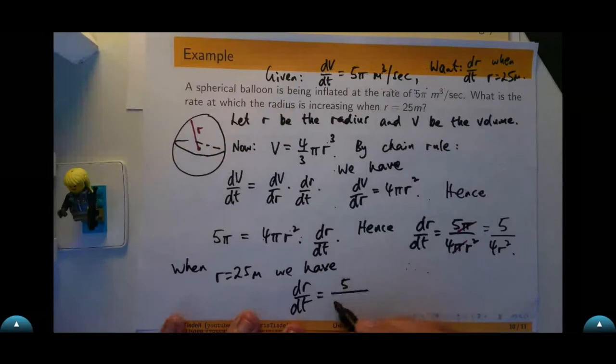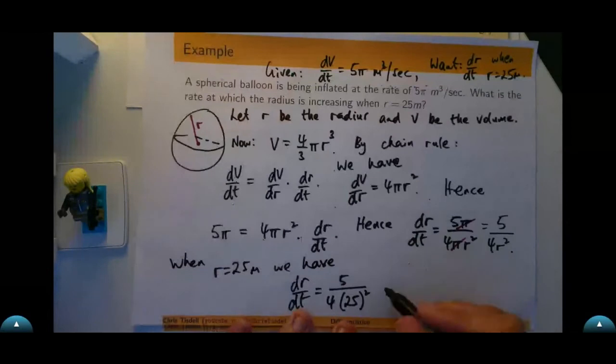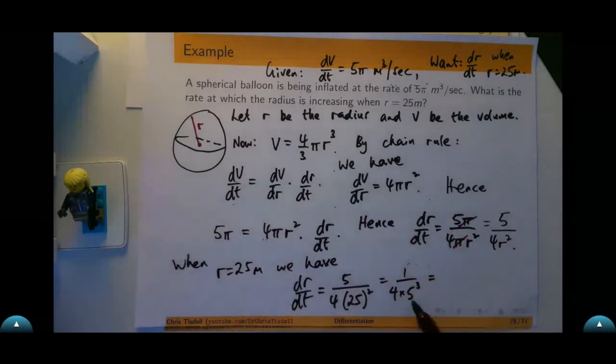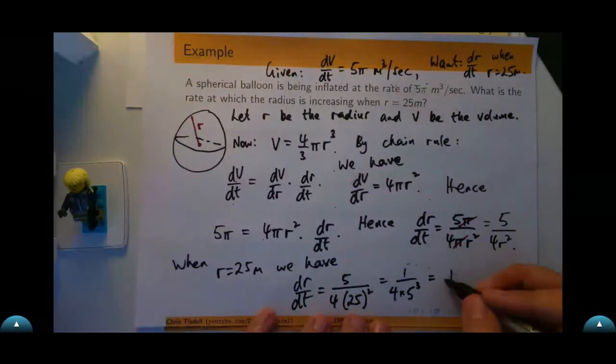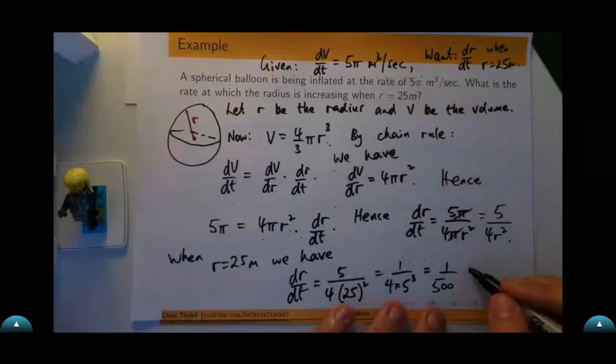So it's going to be 5 on 4 times 25 squared. Okay, so 25 squared is the same as 5 to the power 4. So 5 cubed is 125 times 4. And that's going to be 4 times 125, which is 1 on 500. So this will be in meters per second.